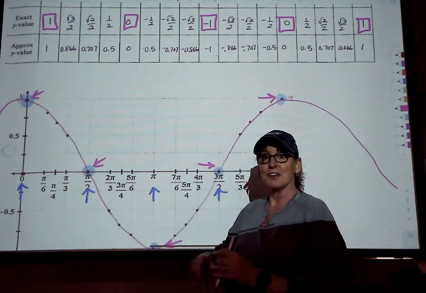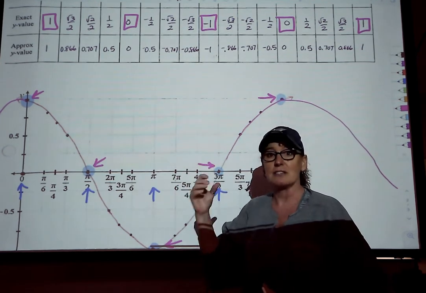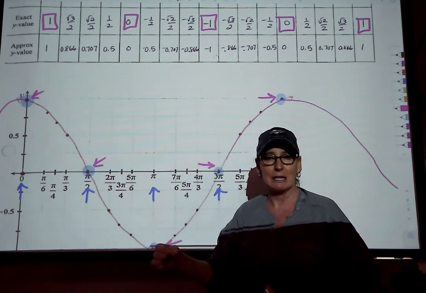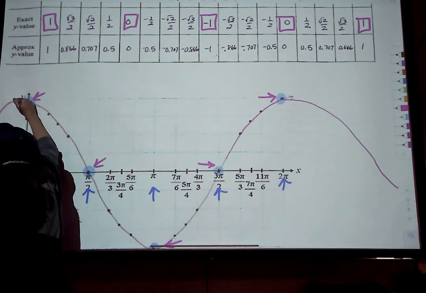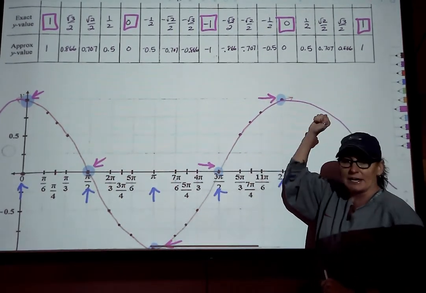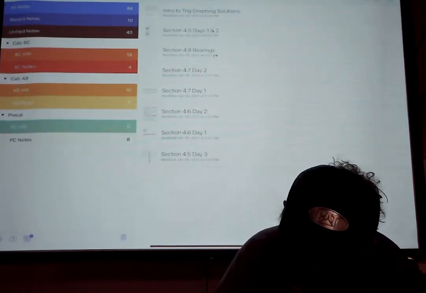Cool news, the y values for cosine that I want you to memorize are the same numerical values. They just start and end in a different place than sine does. So cosine, we're going to start up here at 1, and then it's going to be 0, and then it's going to be -1, and then 0 again, and then 1 again. All right, let's put those in your notes.